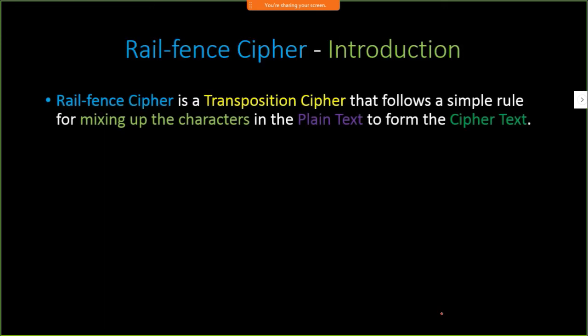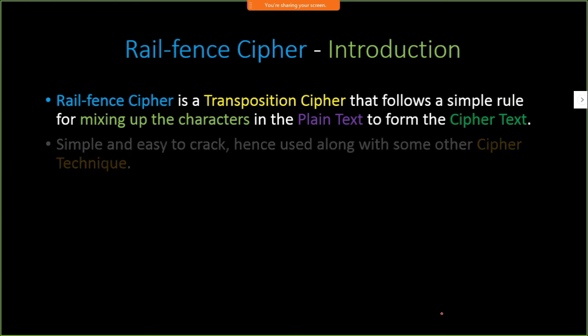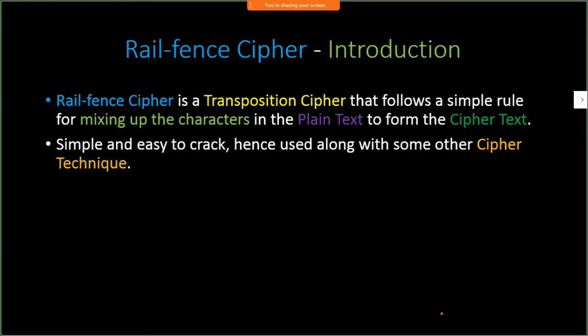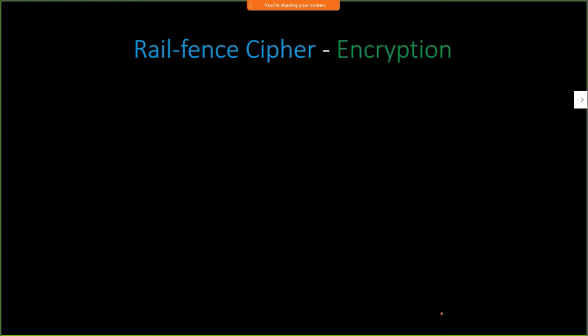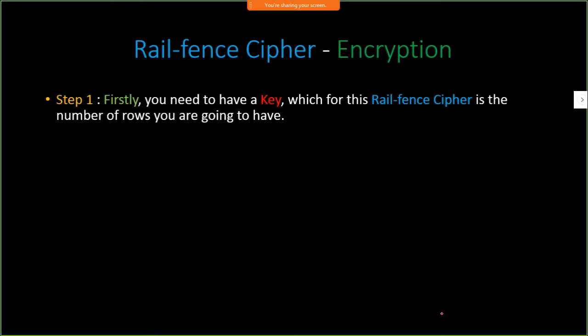So what is the rail fence cipher? The rail fence cipher technique is a transposition technique that follows a simple rule for mixing up the characters in the plain text to form the ciphertext. It is simple and easy to crack, hence it is used along with some other cipher technique. So what is the process? Firstly, you need to have a key. In every encryption process we need to have a key, which for the rail fence cipher is the number of rows you are going to have.